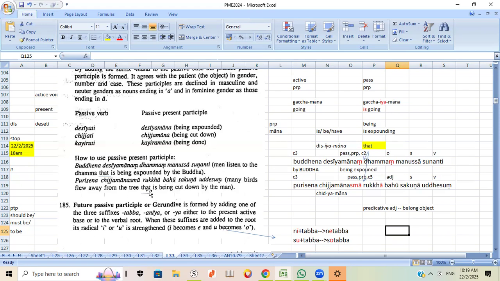That. So then we put "that is". "That is" is the connecting words that join the Dhamma to the next line, which is being expounded by the Buddha. So this is what they call a predicative adjective. Follow? And then the next line again, Bahu Sakuna, many birds.